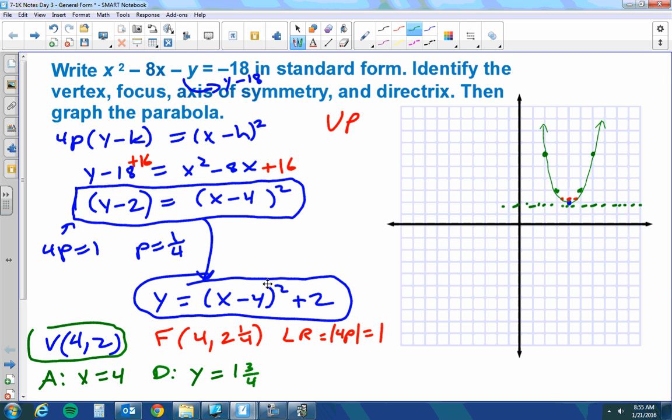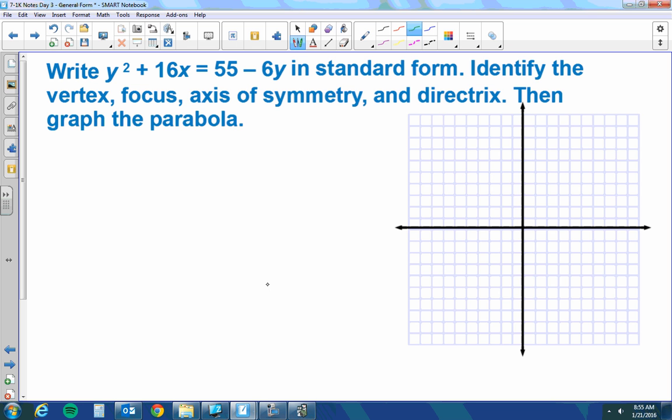By the way, was there anything in this problem talking about parametric equations? No. We weren't given parametric equations, so you don't have to put starting point and direction in your graph. You don't have parametric equations to get to do that. Okay? All right. Basic one.